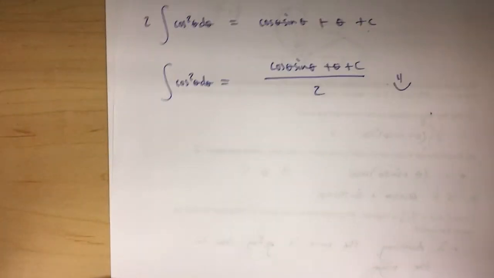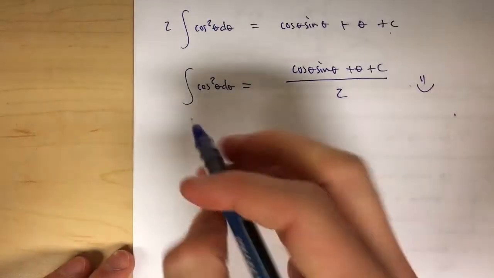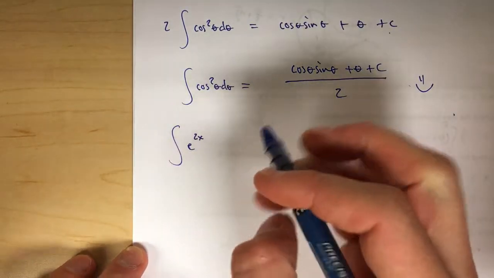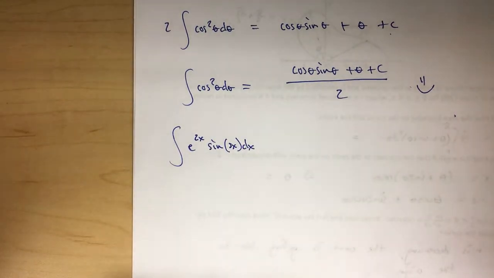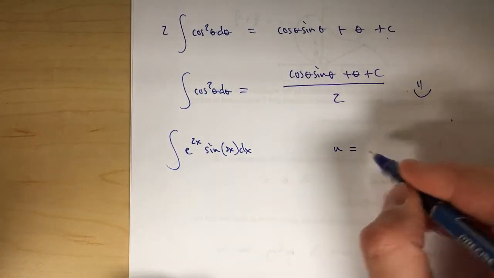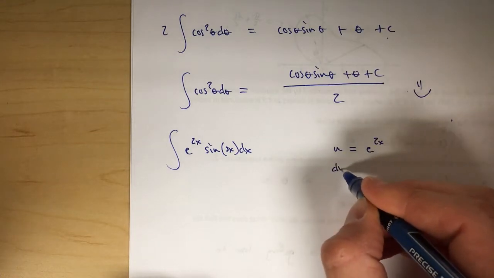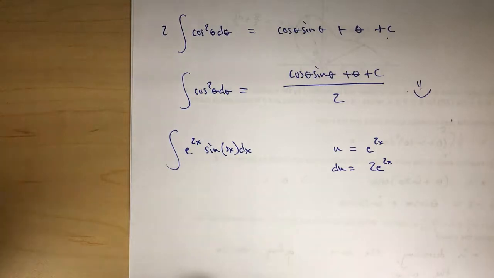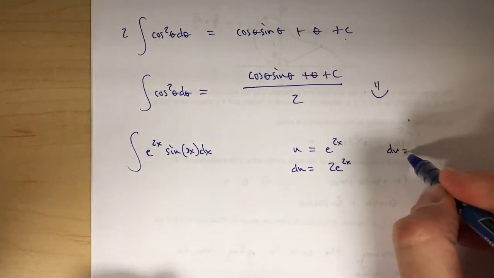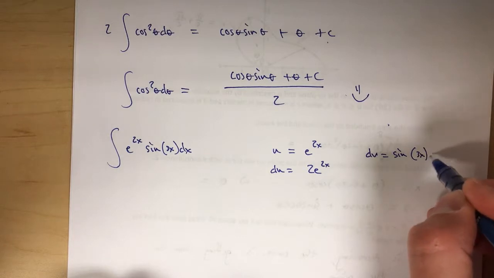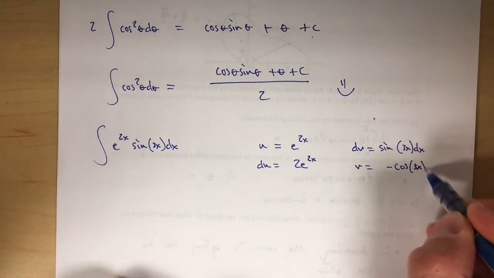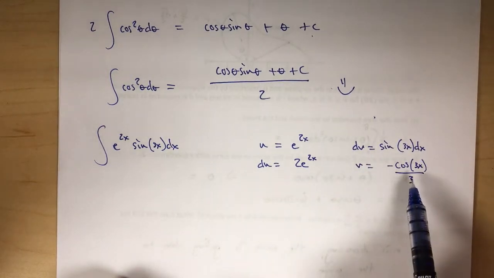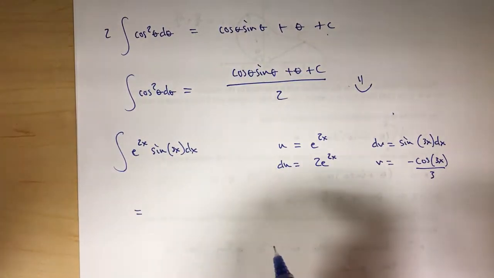All right, I think I've got one more in me. Let's try this: the antiderivative of e to the 2x times sine of 3x dx. Oh dear. Well, what do I want? I don't know, so I'm just going to try u equals e to the 2x. And so du would be 2e to the 2x. If I let dv be sine of 3x dx, then I can have v be negative cosine of 3x divided by 3.